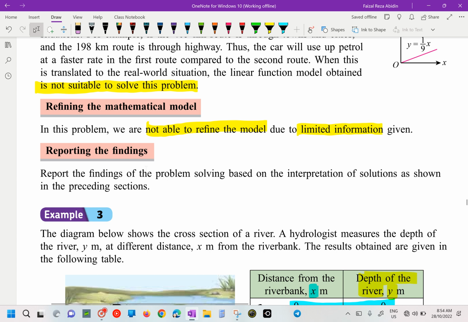And last but not least, reporting the finding. We also can say that report the finding of the problem based on the interpretation of solution as shown in the preceding section. Itu pun boleh. Pakai yang tu je lah.